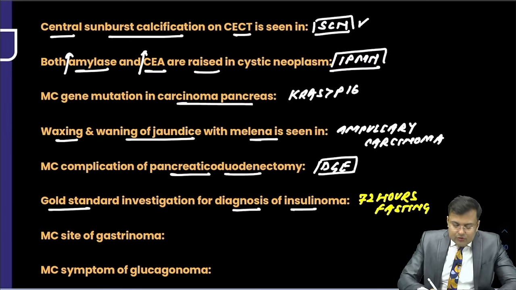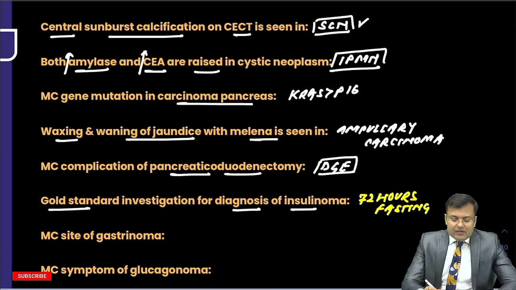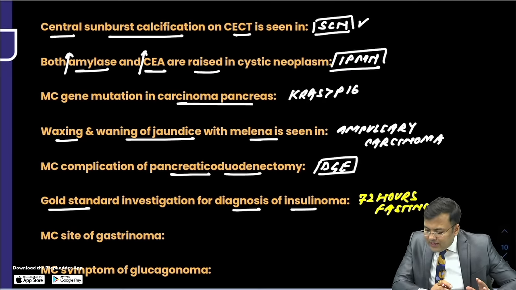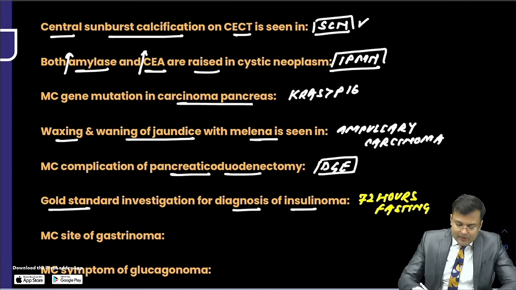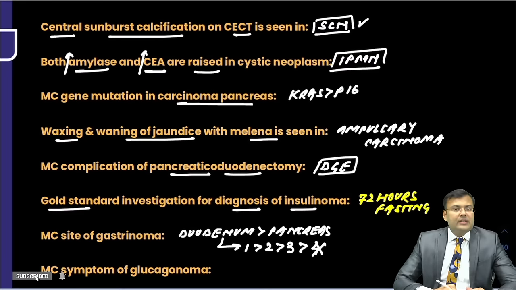Yes, next. Most common site of gastrinoma. Tell me, what is the most common site? No, Passaro triangle. I'm asking, yes, duodenum. Very good. Majority of you are correct. It is duodenum, followed by pancreas. And you know which part of duodenum? It is the first part, followed by the second part, followed by the third part. It is not seen in the fourth part.